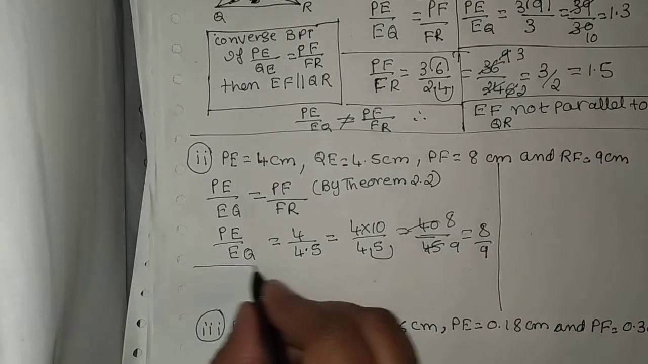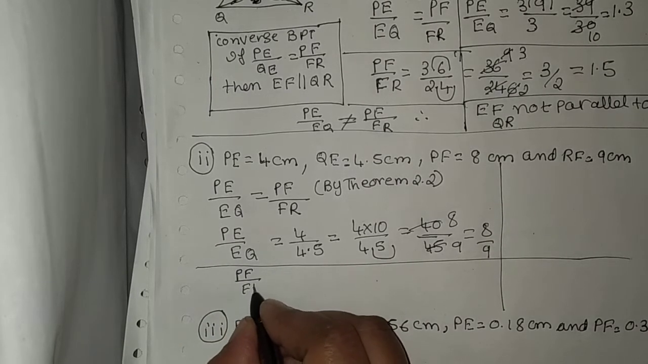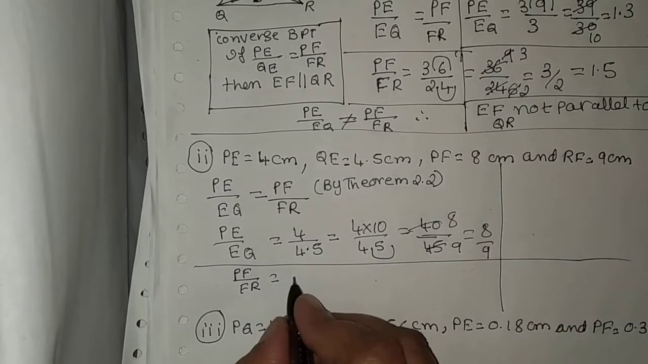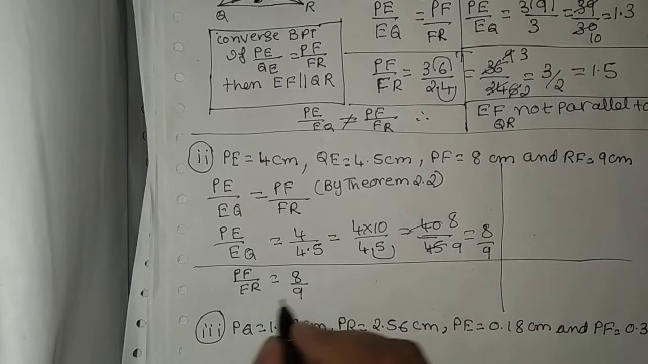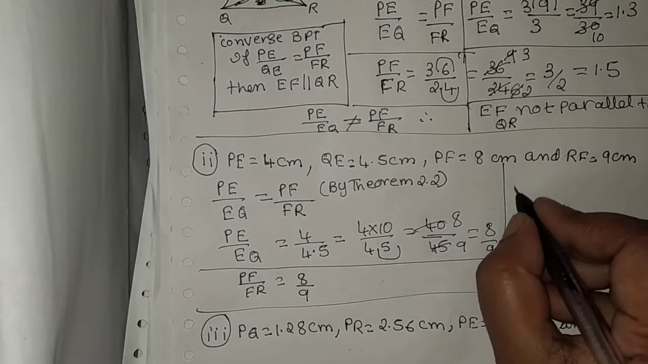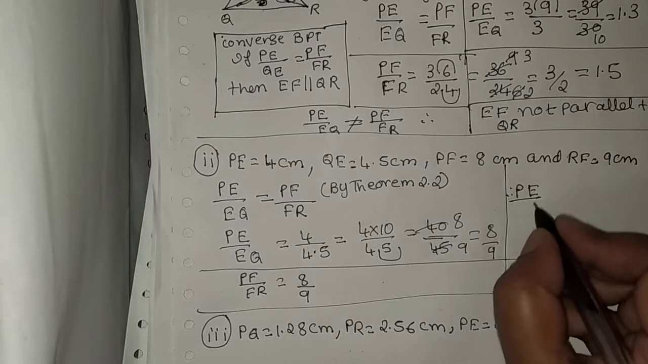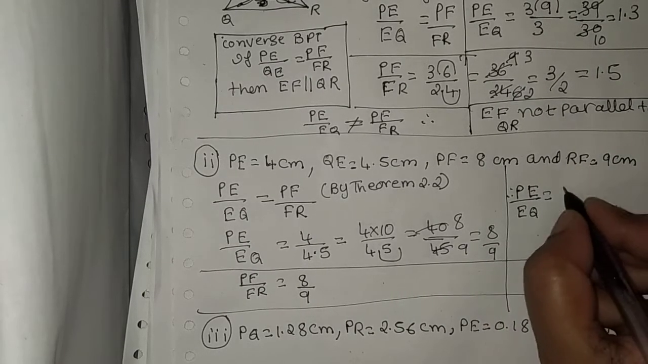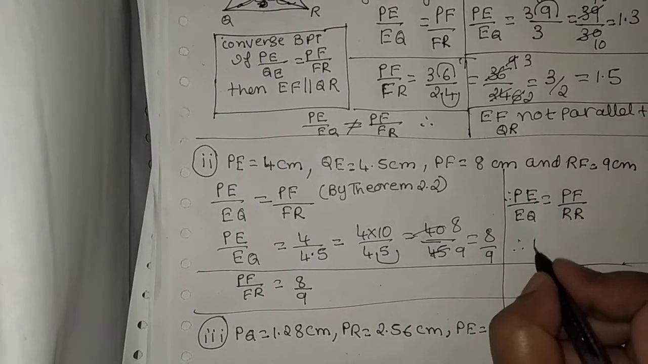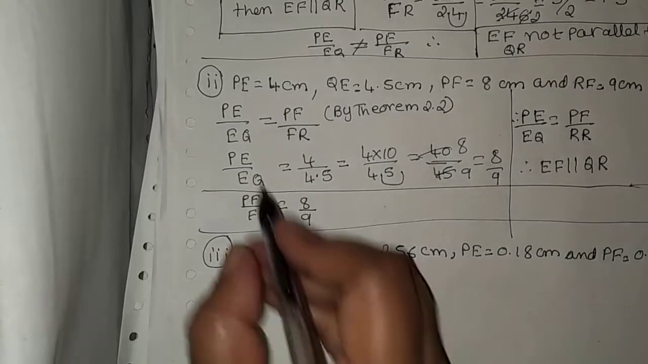So next we'll take PF by FR. Here directly it is given as 8 by 9. So we got 8 by 9. What we can finally write, therefore PE by EQ equal to PF by FR. Finally, EF is parallel to QR. This is the solution for the second one.